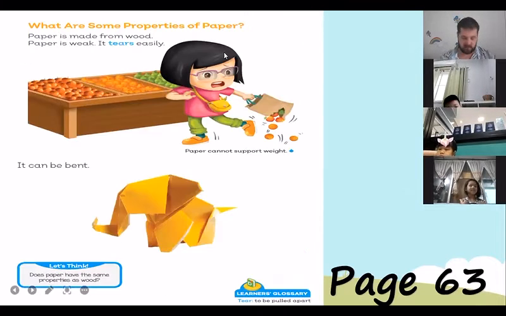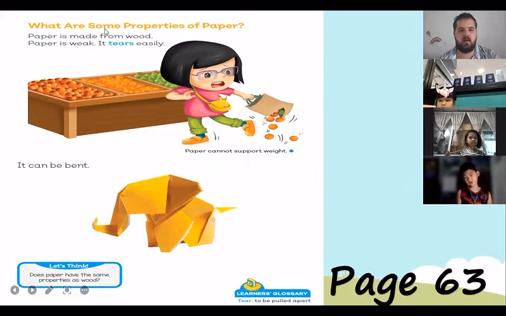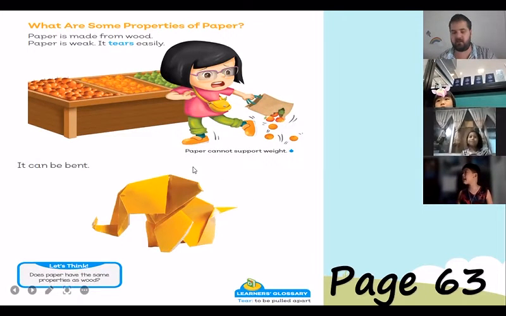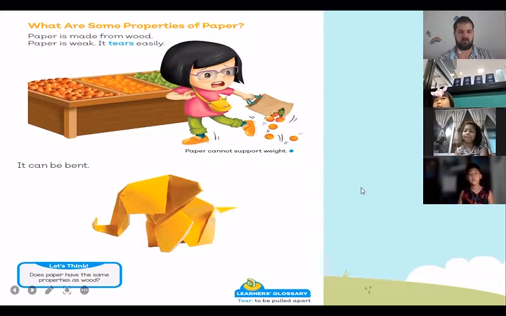Okay. Next, we're going to go to page 63. So 63 says, what are some properties of paper? So, paper is made from wood. Paper is weak. It tears easily. Can you see? The paper bag is broken. So paper is not strong. Paper can also be bent. So you can make elephants out of paper. Remember, we also made a boat out of paper and we made that frog. So you can bend paper to make different things. Okay, next page.